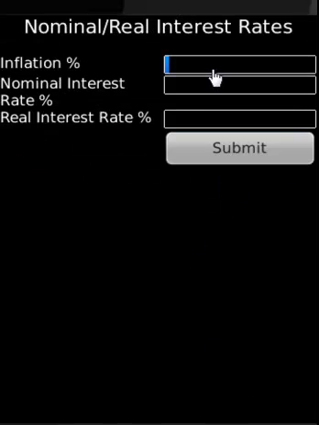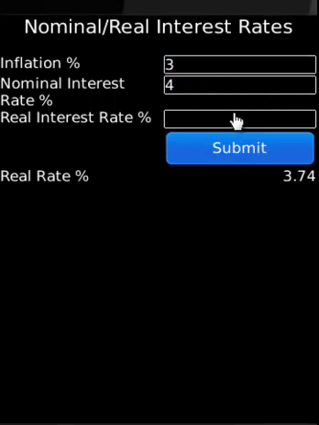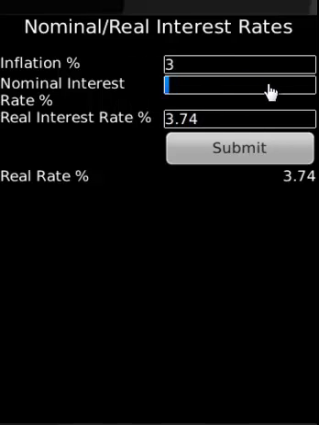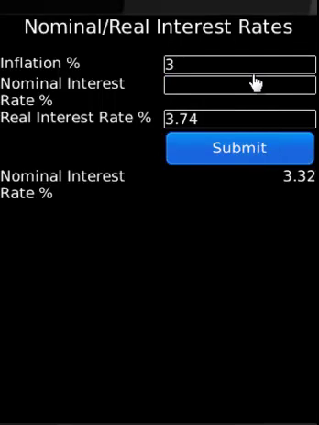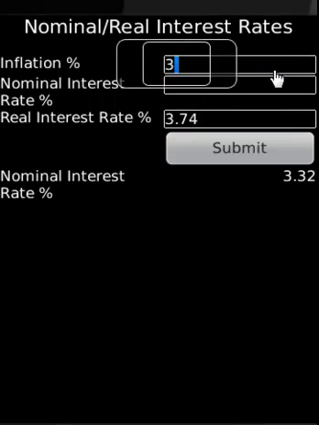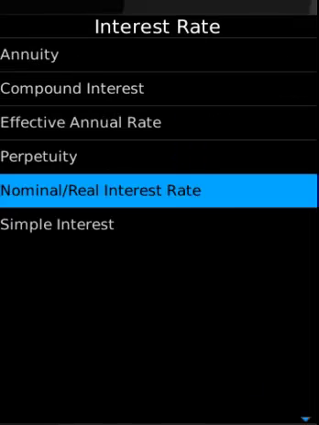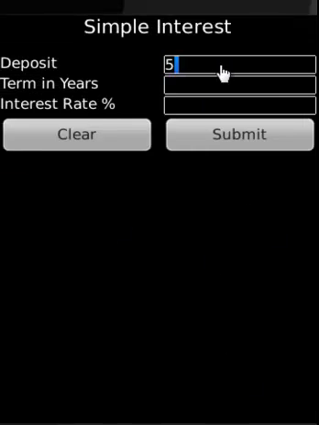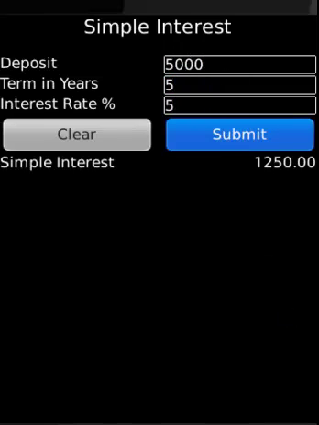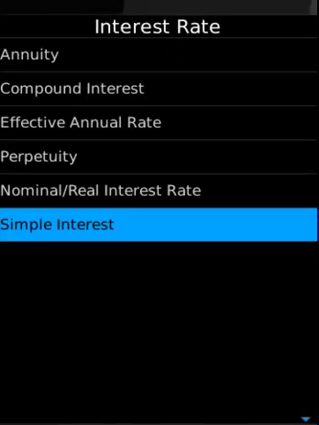Nominal and real interest rate. Inflation is 3%, nominal interest rate is 4%, so that is the real interest rate. Real interest rate is 3.74. We want to find out the nominal rate, and that's the nominal rate. And now we want to find out the inflation. Okay, simple interest. Deposit 5,000, term in years, and that's what the simple interest is. With this, we just covered interest rate.